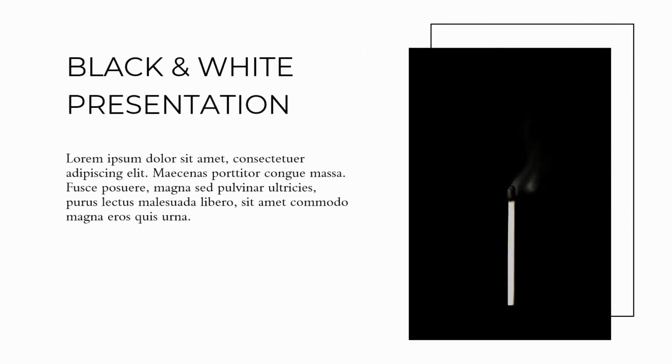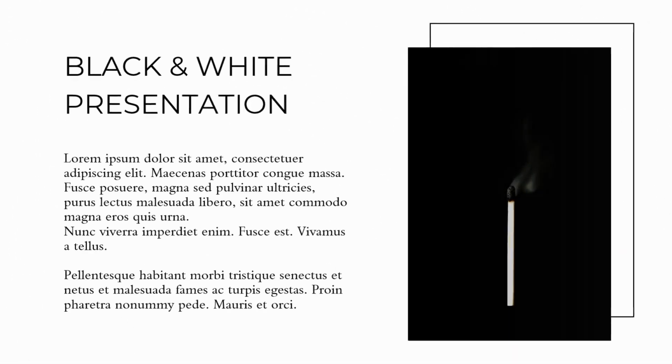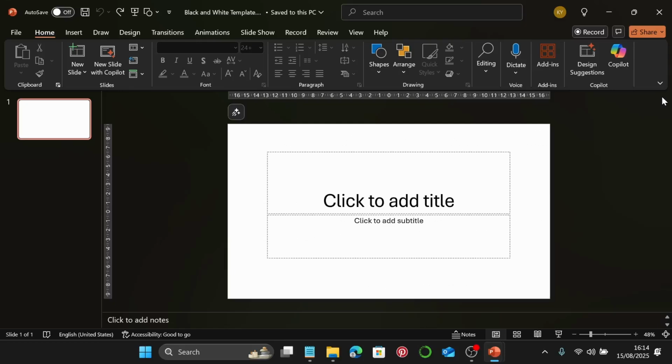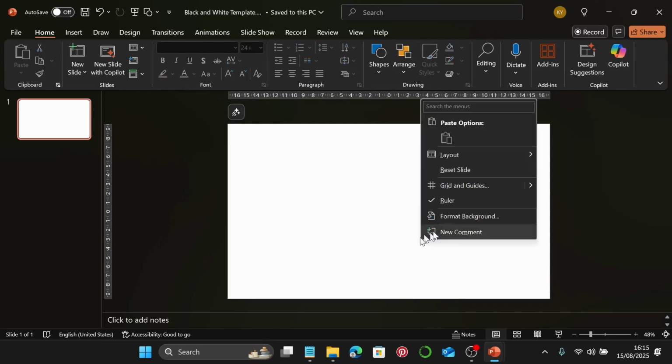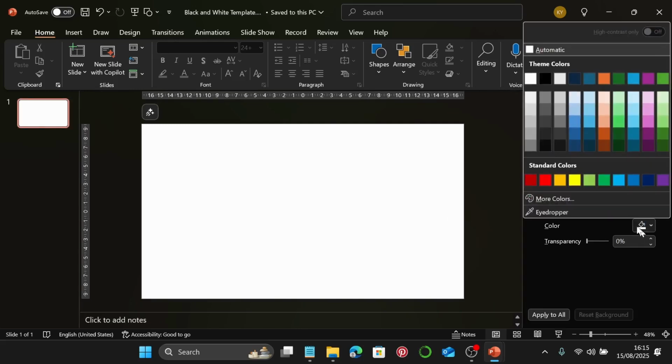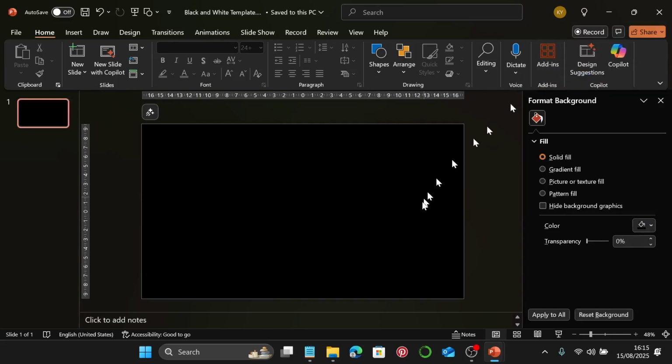In today's video, we're going to create this black and white presentation template in PowerPoint. So let's get started. I already have PowerPoint open and I've created a blank presentation. So I'm just going to select both of these and delete. I'm going to right click and then format the background. We're going to change the color of the background to black.